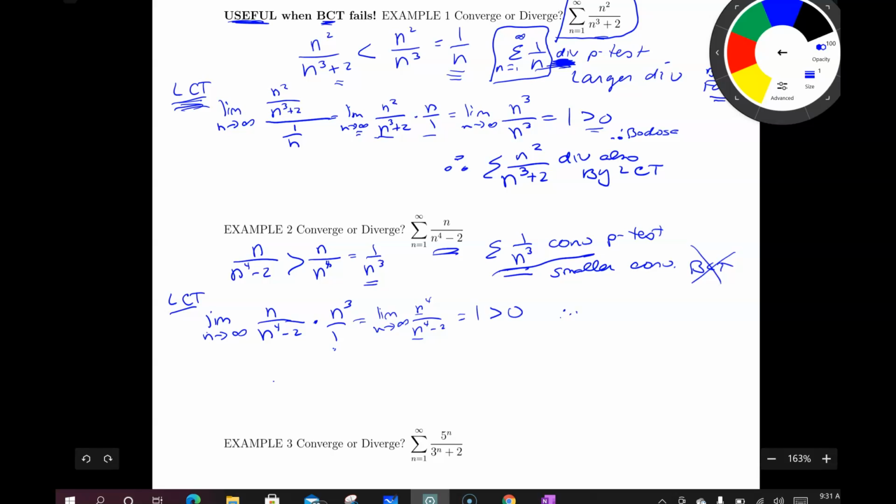So therefore, they both do the same thing. You don't need to write this. I'm just trying to help you reinforce what this means, right? So you can at least think that. Then you say, okay, what did the other one do? Oh yeah, that one converged. So therefore, you need to write it: this one converges also by the limit comparison test.